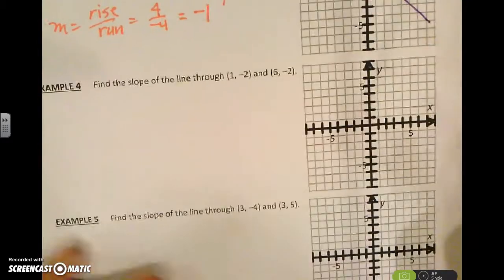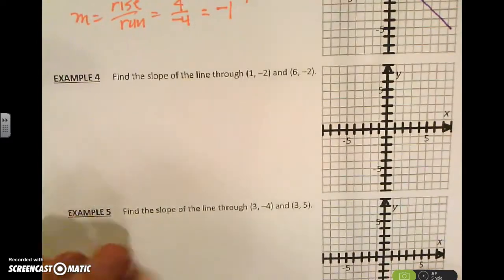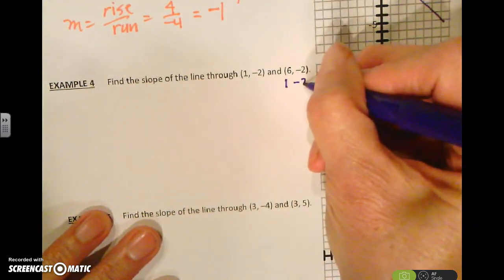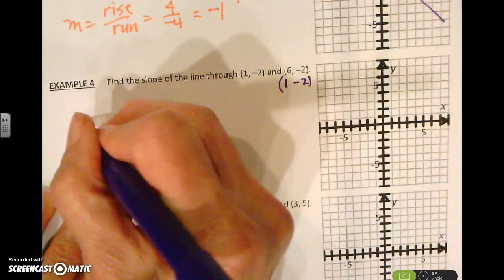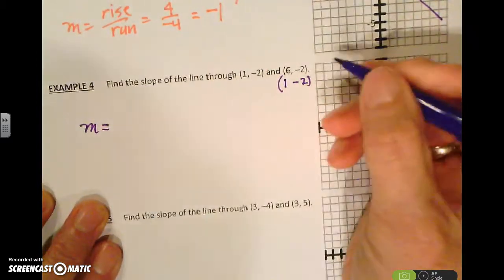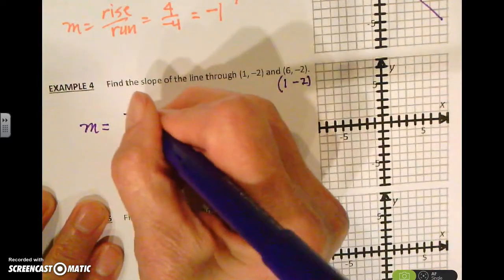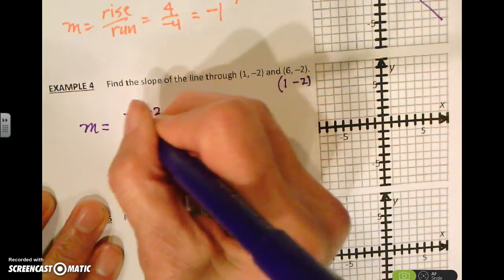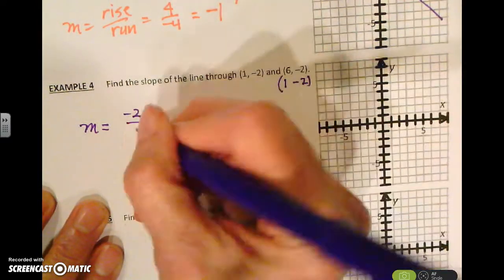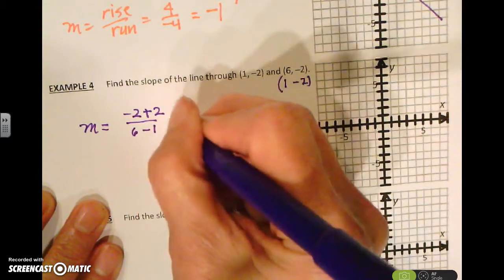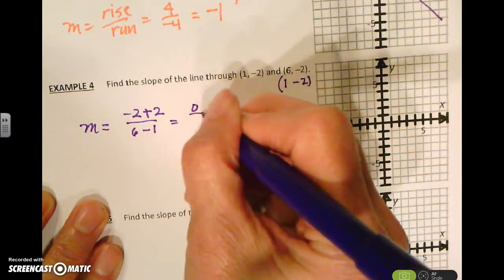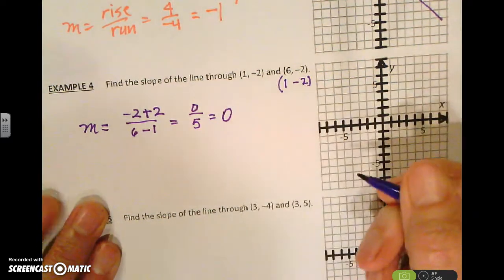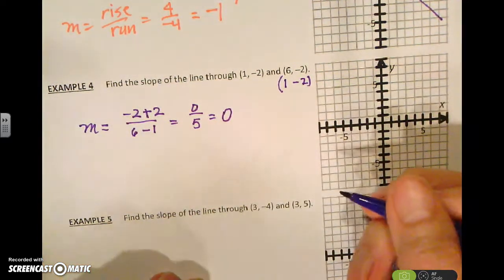All right, so then let's look at example 4. Again, we'll put our 1 and our -2 here. So my slope then is going to be the difference of the y's. So -2 minus -2, which gives me +2, over 6 minus 1. So that's going to be 0 over 5, which simplifies to be 0. So this has a 0 slope.